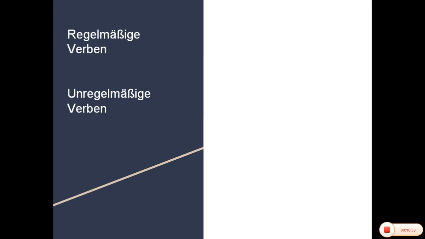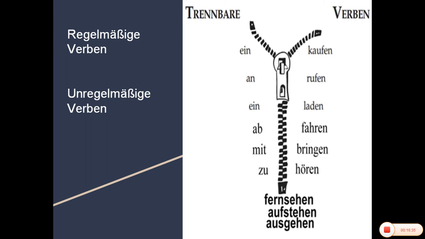Now we are moving ahead to trennbare Verben. Trennbare Verben, yeah, separable verbs, okay. So the chain sign, you can separate them or just combine them. So this side: ein, an, ab, mit, zu. These are all prefixes. Fern, auf, aus. And kaufen, rufen, laden, fahren, bringen, hören, sehen, stehen, gehen. All these are the suffixes. So these are the verbs to be conjugated. And this side are the prefixes.